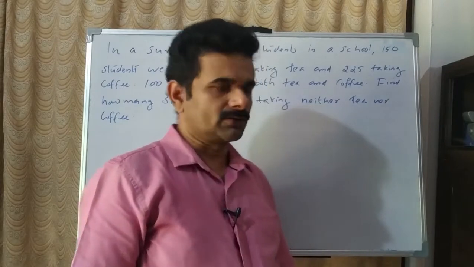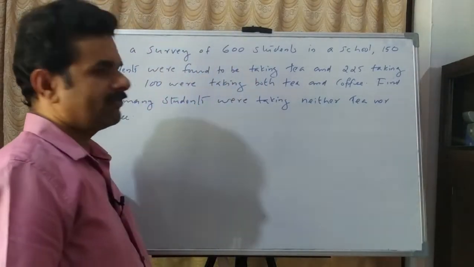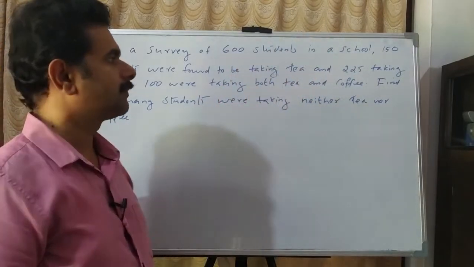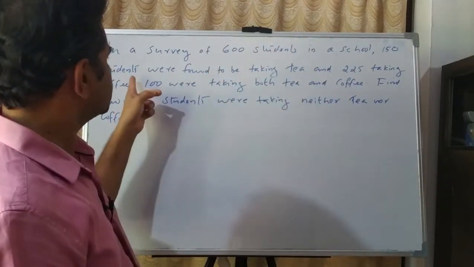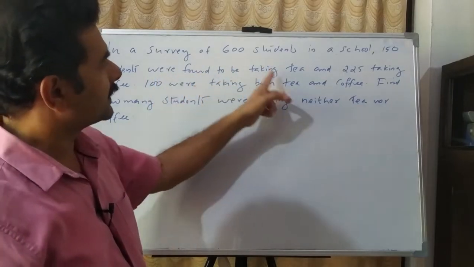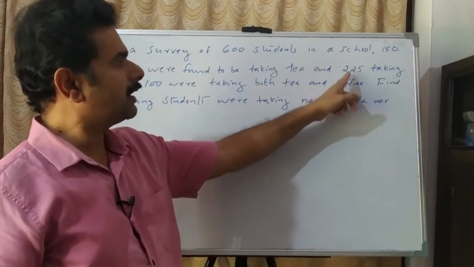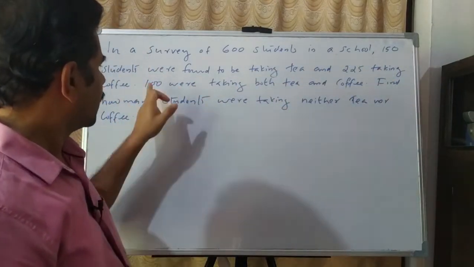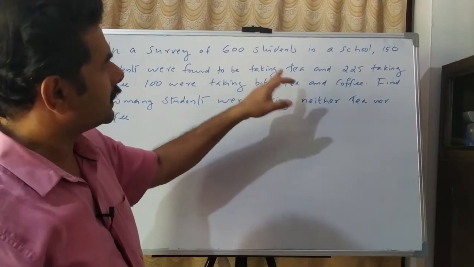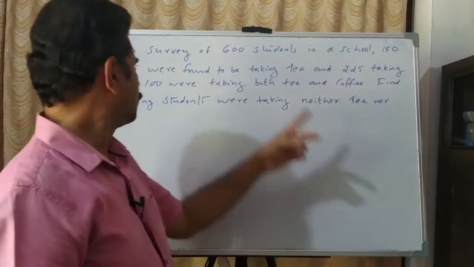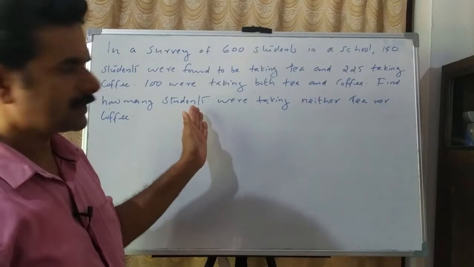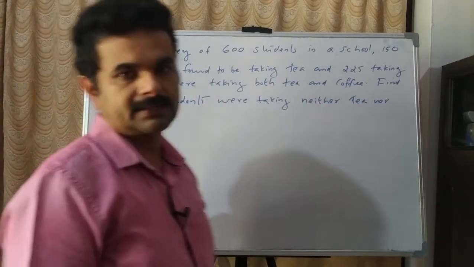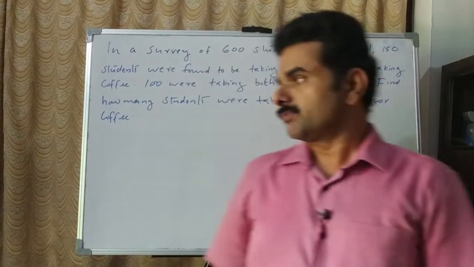One of the interesting questions. In a survey of 600 students in a school, 150 students were found to be taking tea and 225 taking coffee. 100 were taking both the tea and the coffee. Find how many students were taking neither tea nor coffee. I think the question is very simple for you.